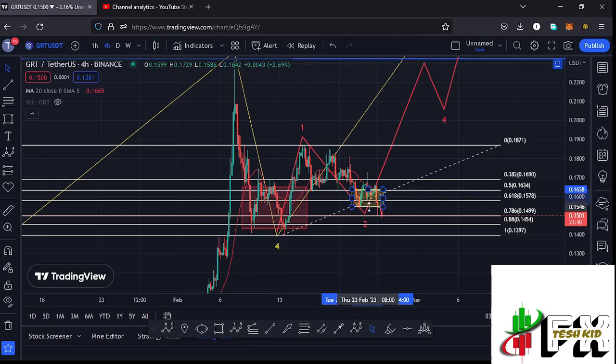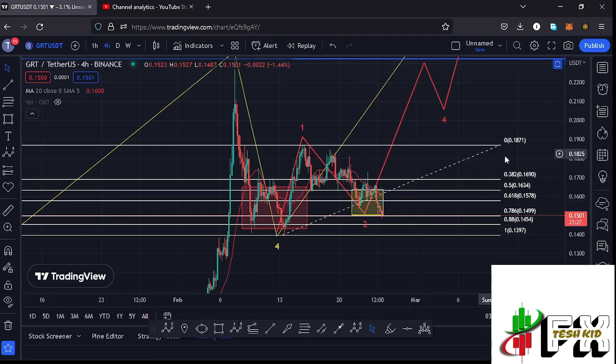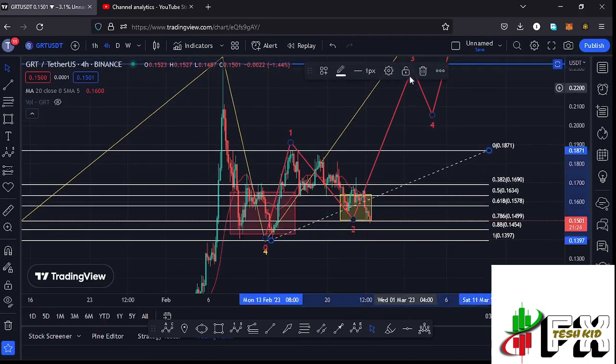We have lost the fib level 0.618 and retraced back to the fib level 0.78, which lies at around the $0.1499 mark, and that is still a valid second wave because the fib level 0.78 is still a valid minimum retracement area in the formation of that wave 2.